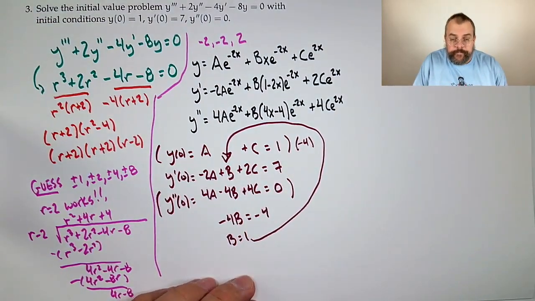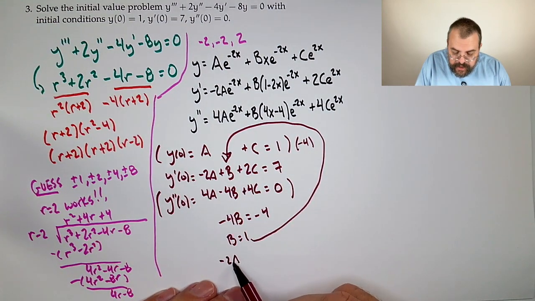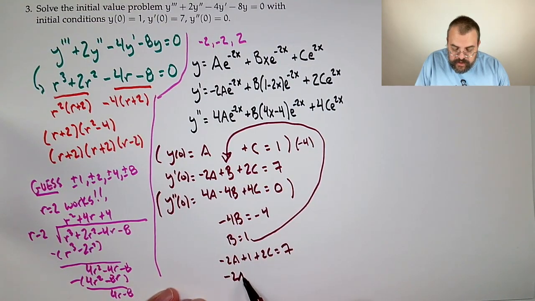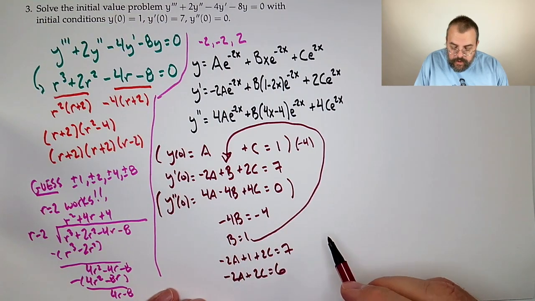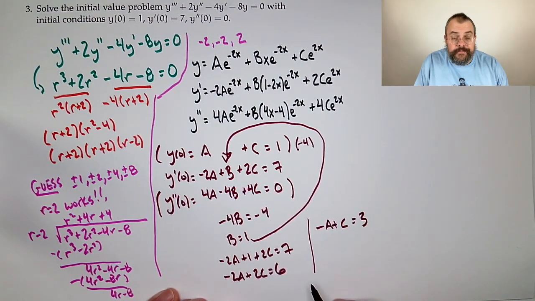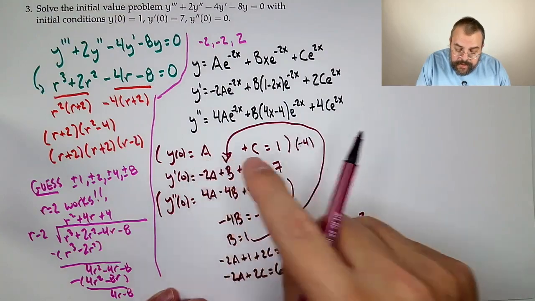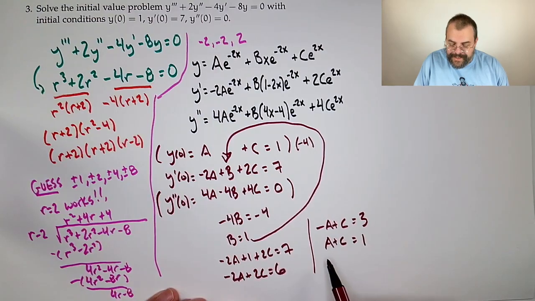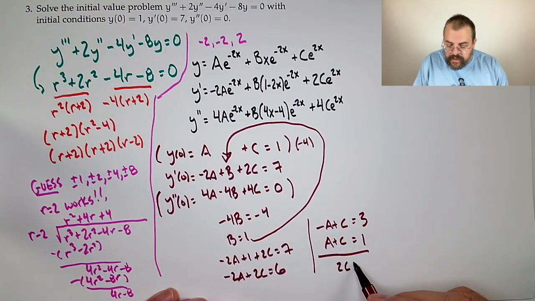Now, since we know b equals 1, let's put that into the second equation. So we have minus 2a plus 1 plus 2c equals 7, or minus 2a plus 2c equals 6, because we can subtract 1. Or we can say minus a plus c equals 3, dividing by 2. On the other hand, we know a plus c equals 1. Added together, the a's cancel, and 2c equals 4. So c has to equal 2.